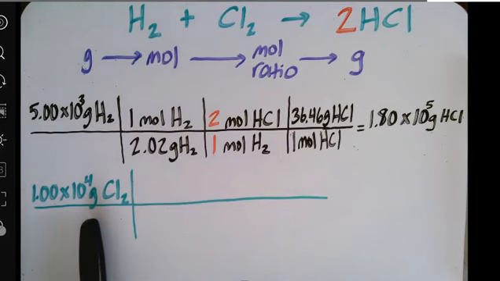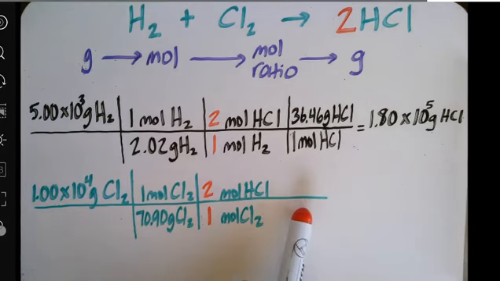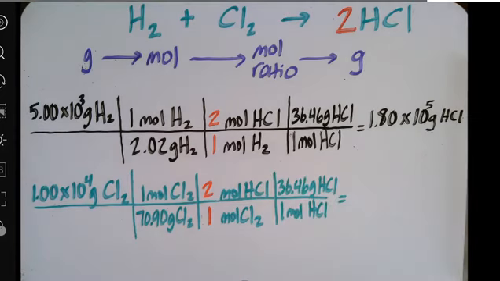Set up your gram to mole conversion for chlorine. Next, set up your mole ratio. And finally, convert moles of hydrogen chloride to grams of hydrogen chloride. Go ahead and use your calculator to solve for grams of hydrogen chloride. Remember to use significant digits, units, and label of substance in your answer.